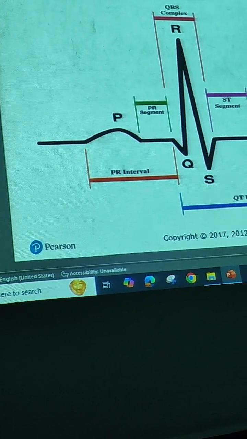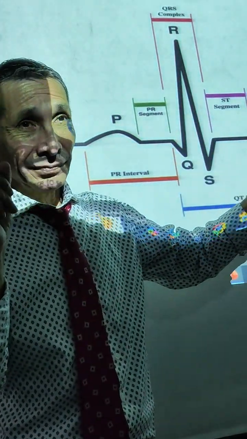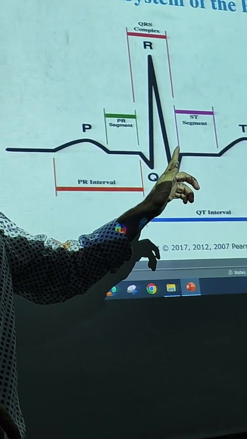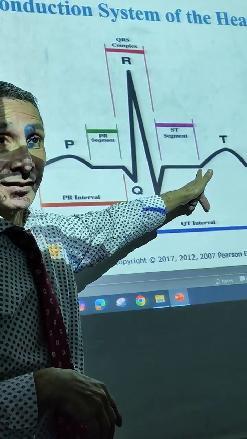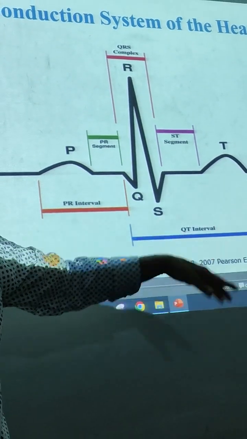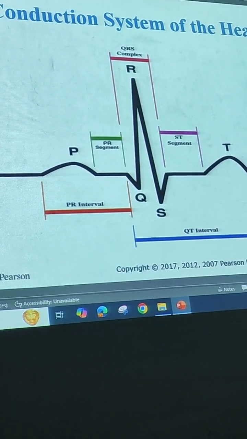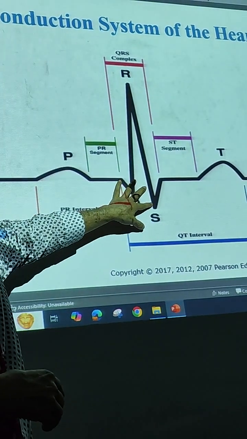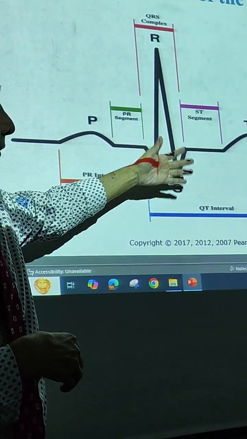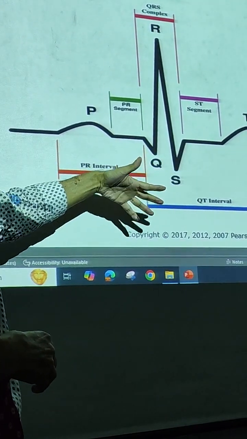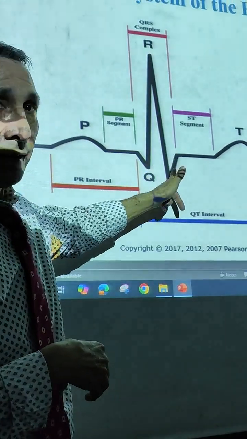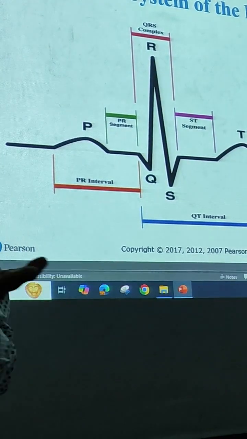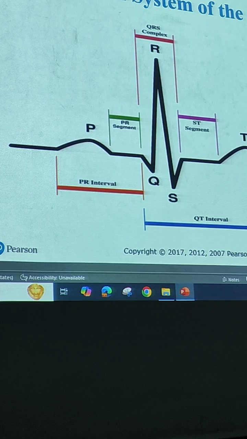Or you can say it is the time between the S and the beginning of the T. Yes, that's correct. Or, pay attention to this, because this is the end of the QRS. So the ST segment is the time in between the end of the QRS complex and the beginning of the T wave. So put it together, because it's about knowing where you are.